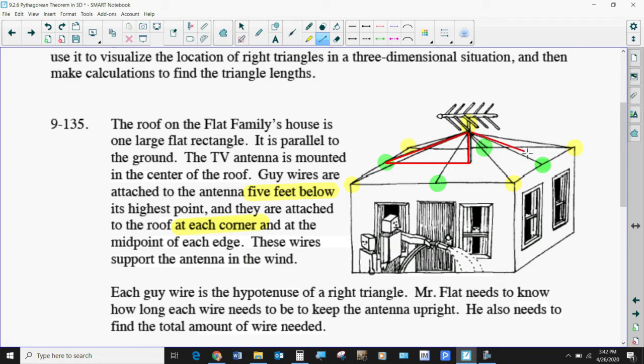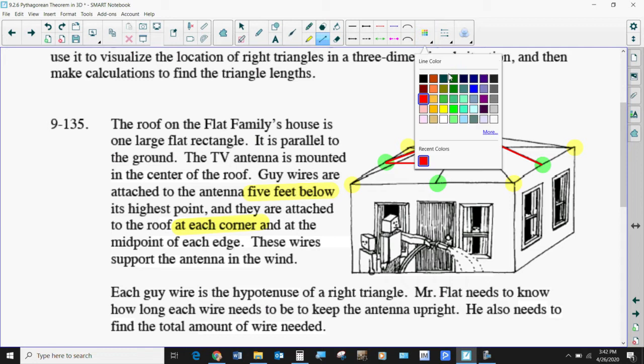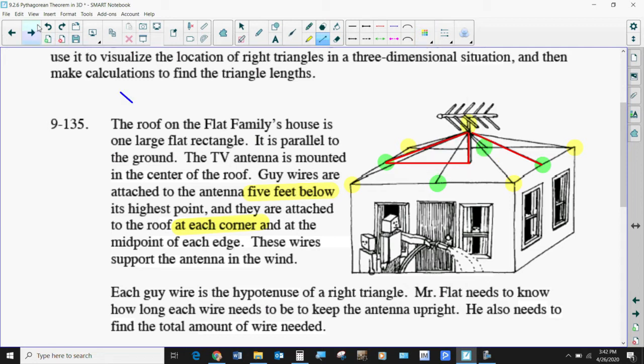And there's a matching one that's going to be on this side, because this antenna is in the center of the roof. Okay, so there's one. Then there's going to be another one. Let me choose this color. There's going to be one here.